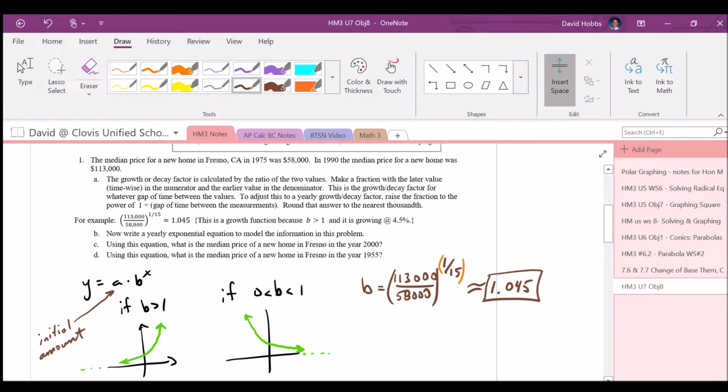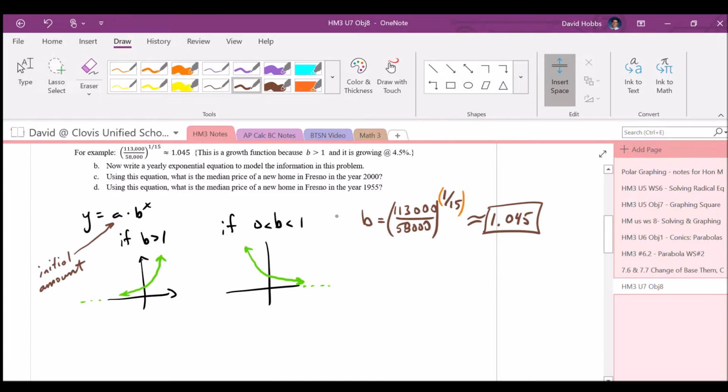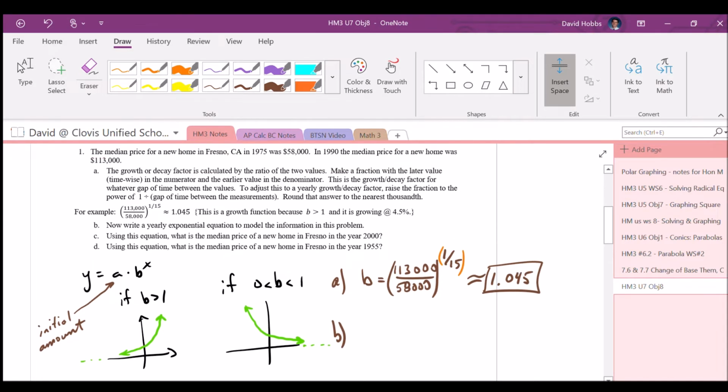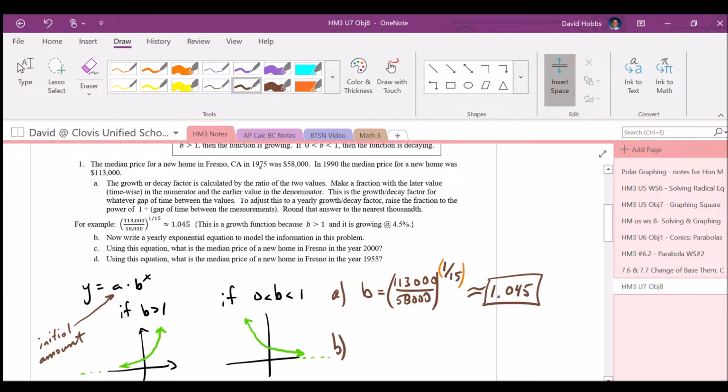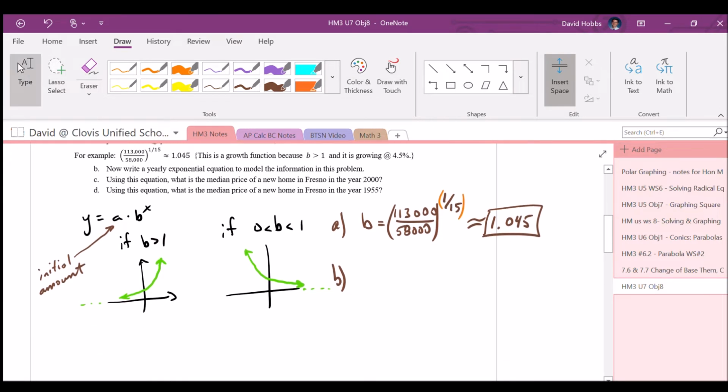Okay, now we're going to write our equation. By the way, that was part A for number 1. Part B, we're going to write our equation. Now, it's always important to make sure you know what your start year is. And our start year is the first data value, which is 1975. So, valid for start year 1975.